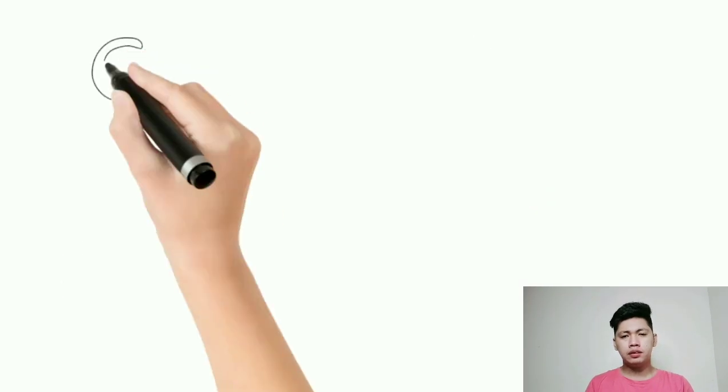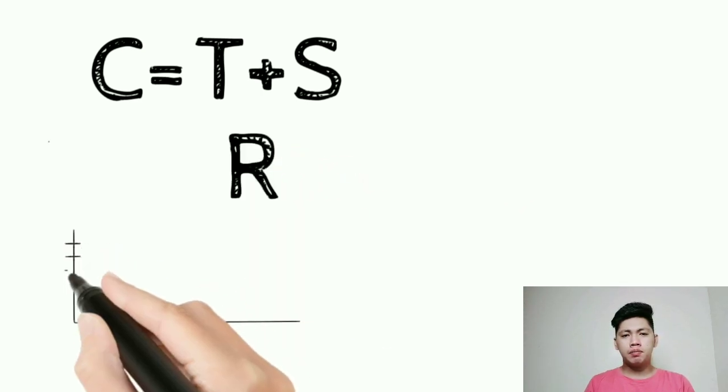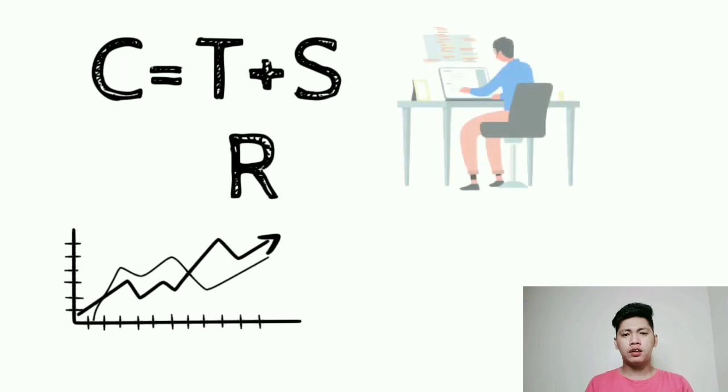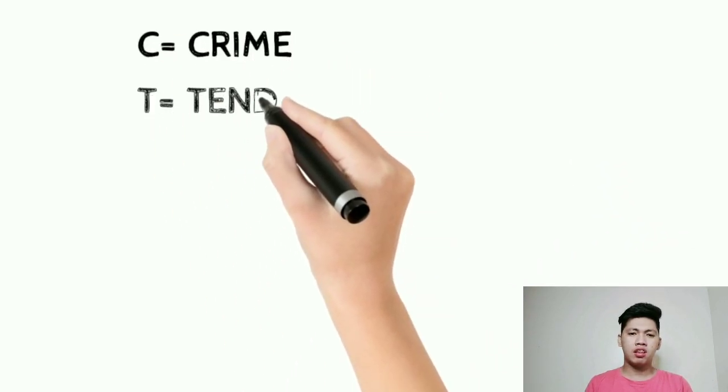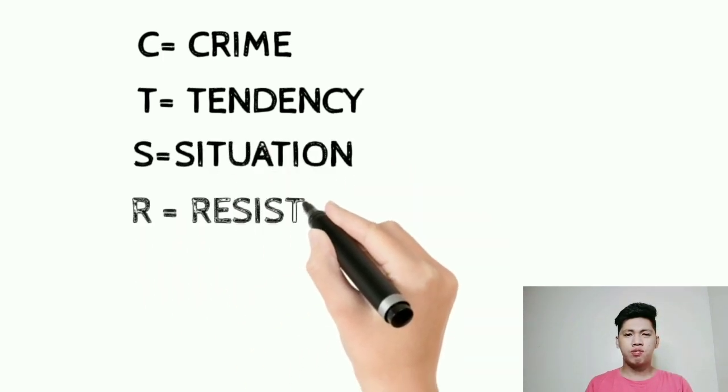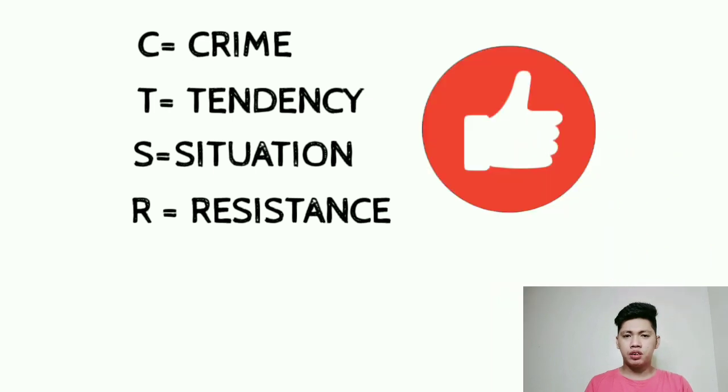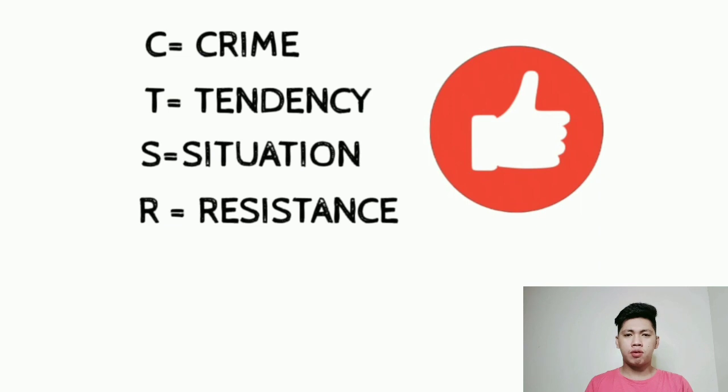Abrahamsen presented a formula which can be seen above. The crime, or the letter C, stands for crime, equals T plus S over R. C stands for crime, T stands for tendency, S stands for the situation, and below that, R stands for resistance to temptation. According to Abrahamsen, when the tendency added to the situation is higher than the resistance of a person to temptation, crime definitely will exist. So piece by piece, let us discuss the implication of this formula and how we can use this in our field of study.